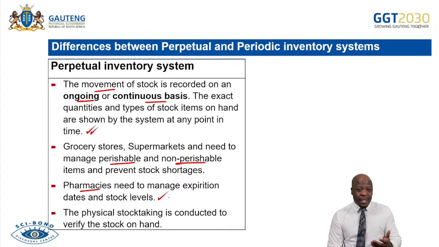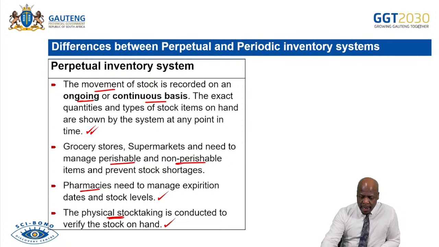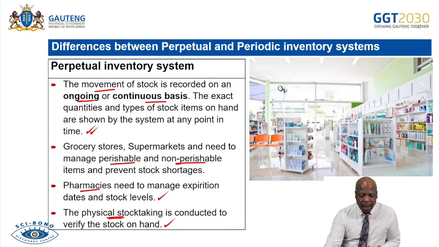So they need a system that tells them of such information, how many units they have, and what is the expiration date. So a system that can keep them updated is the perpetual inventory system, which keeps an ongoing analysis of their inventory. It keeps an ongoing record of their inventory. The physical stock taking is conducted to verify the stock on hand. So we'll still verify stock on hand by doing a physical stock taking. As I was saying earlier on, this is one of the examples where the perpetual inventory system can be used.